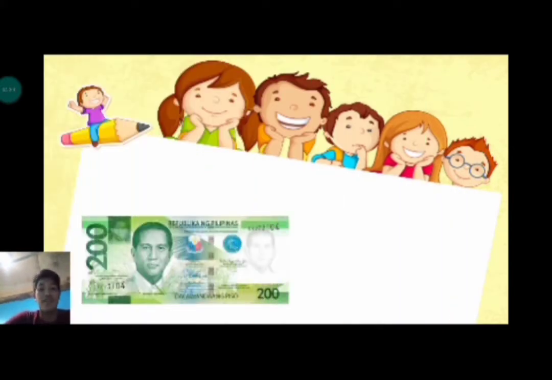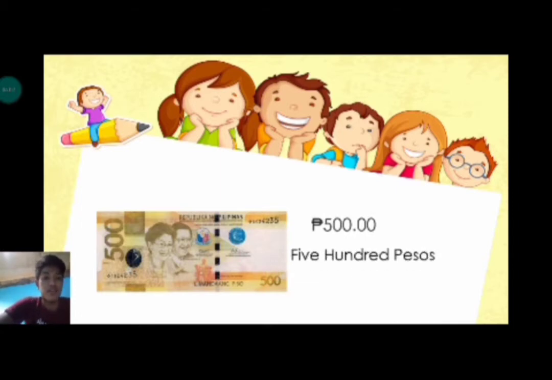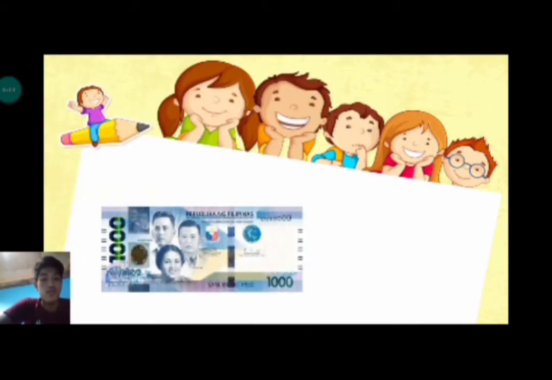We have 200 peso bill. We write it in symbol as 200 pesos, and in front is the symbol. We have 200 pesos in words. We have 500 peso bill. So, 500 pesos in symbol and 500 pesos in words. We have 1,000 pesos. We write it in symbols like this, and in words it is this.